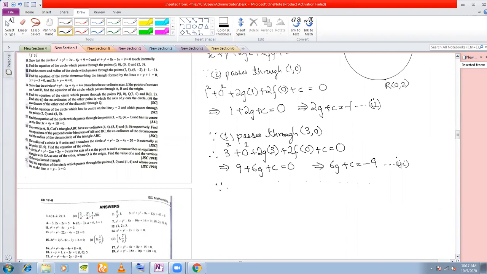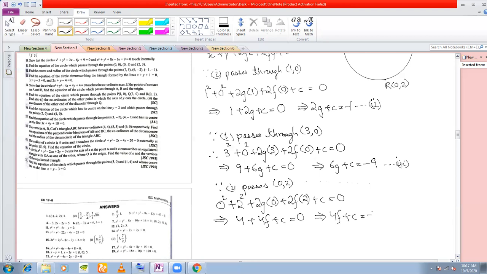Also, since the circle passes through the third point given, (0, 2), it must satisfy the equation. So x squared plus y squared plus 2gx plus 2fy plus c equal to 0, put x is equal to 0, y is equal to 2. So you get 4 plus 4f plus c is equal to 0. That means 4f plus c is equal to minus 4. So this is equation number 4.